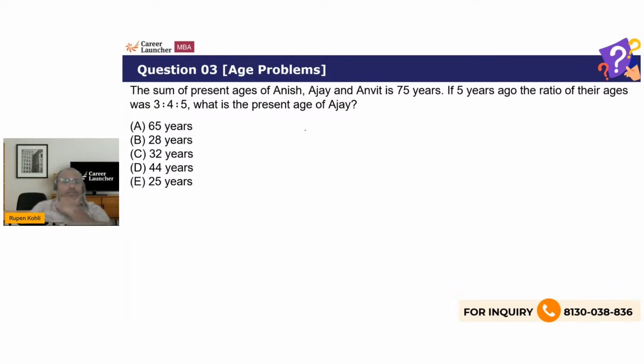Now, the sum of present ages is 75 years for three people. 5 years ago, the ratio is given. So I'll start from where the ratio lies, because there I would want to define the quantities. So if I want to define the ages 5 years ago, they would be taken as, let's say, 3k, 4k, 5k. Let's also write the names, because all of them start with A, which is a pain because I need to be very clear about the names respectively. So this should add up to what, my dear friends?